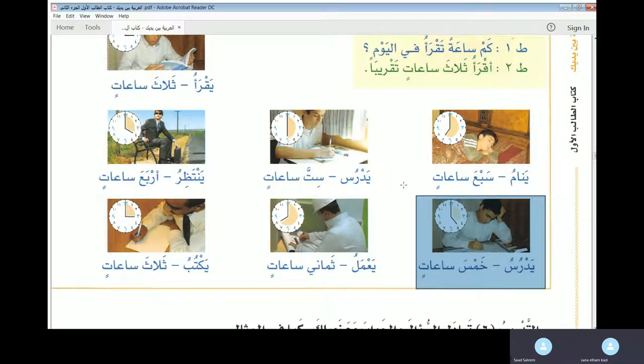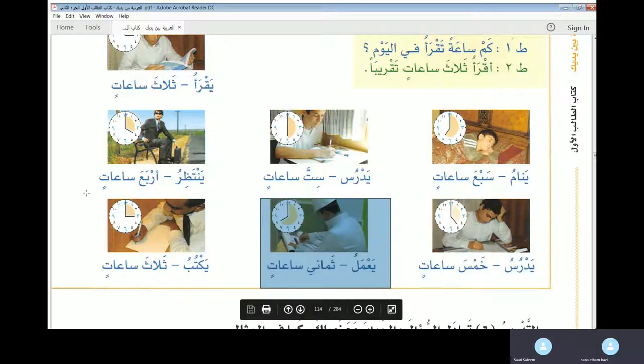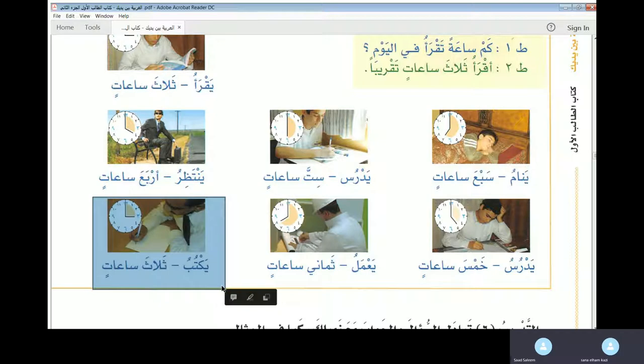كم ساعة تدرس في اليوم؟ How many hours do you study in a day? في اليوم, in the day. أقرأ خمس ساعات تقريبا. I study for five hours approximately. كم ساعة تعمل في اليوم؟ How many hours do you work in a day? أعمل 8 ساعات تقريبا. I work for 8 hours approximately.